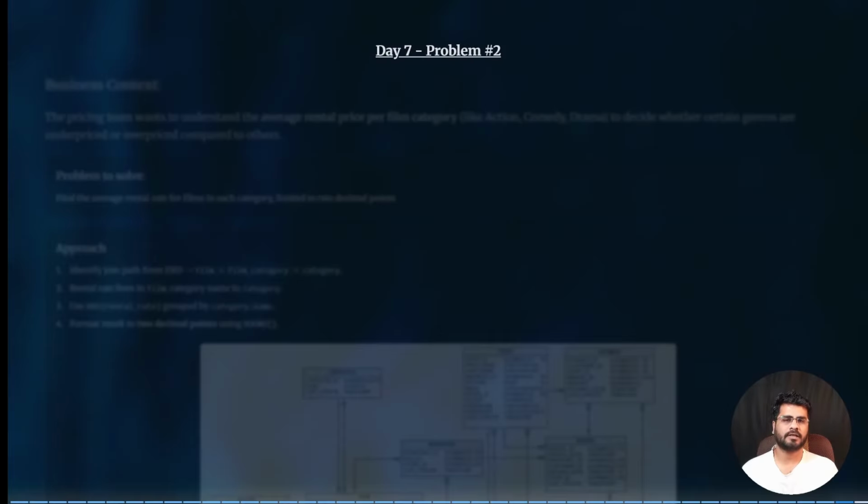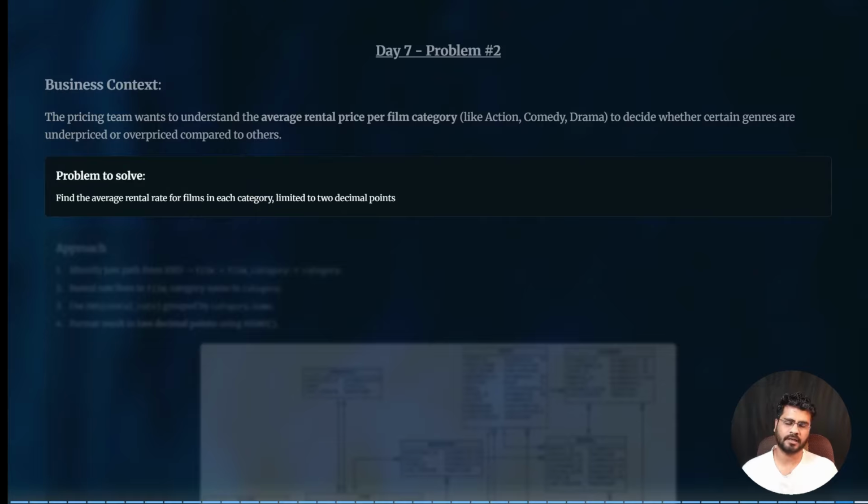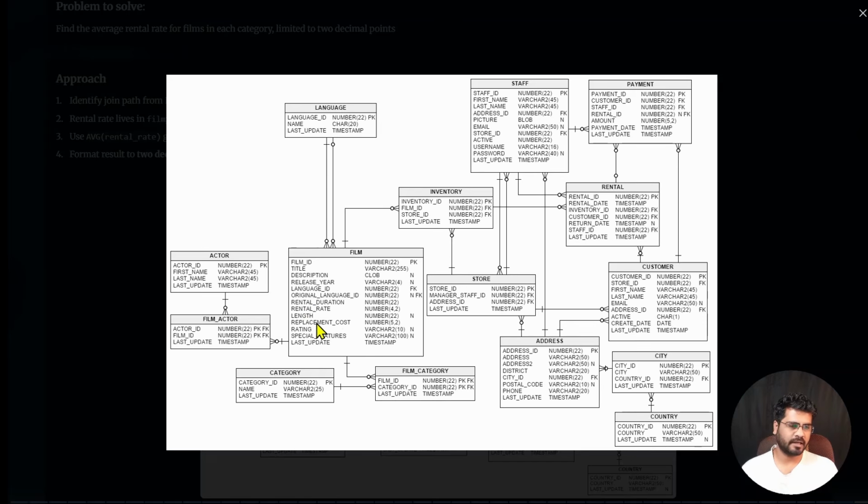Okay, let us now look at another problem. The business context here is that the pricing team wants to understand the average rental price per film category to decide whether certain genres are underpriced or overpriced compared to others. That means we need to find the average rental rate for films in each category, and we need to limit it to 2 decimal points. The film table contains the rental rate, and we need to find the average rental rate for each category. So we will also need to join the category table, and we will join it using the film category table. So let us now put this into practice.